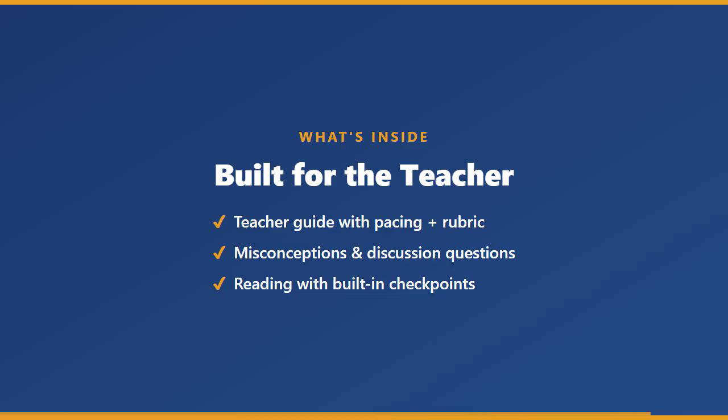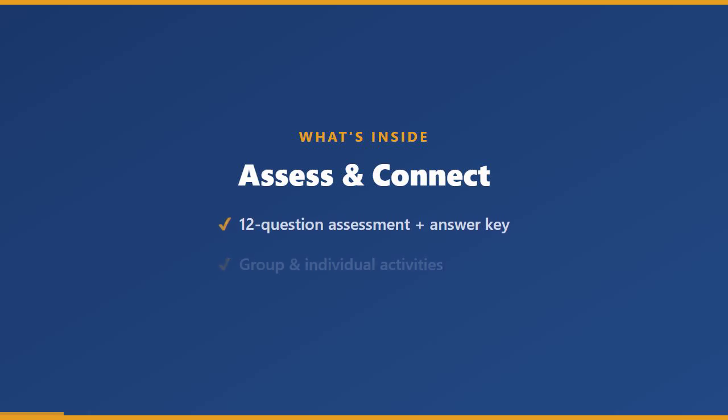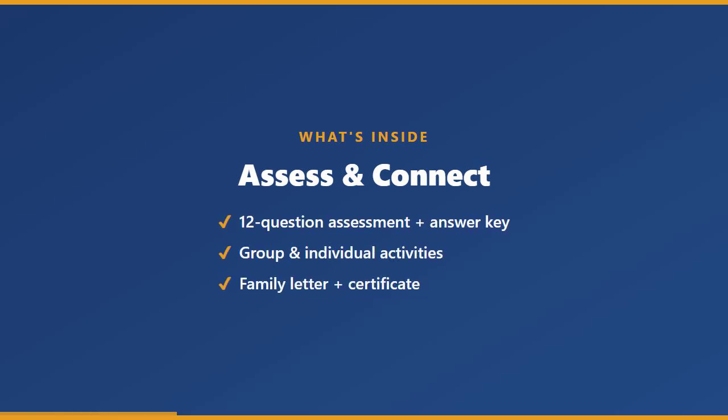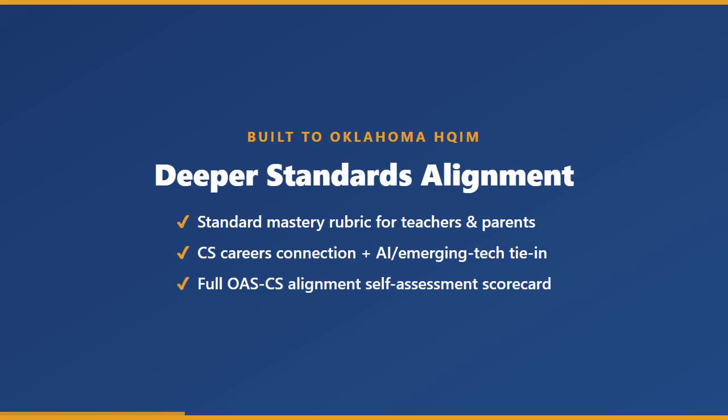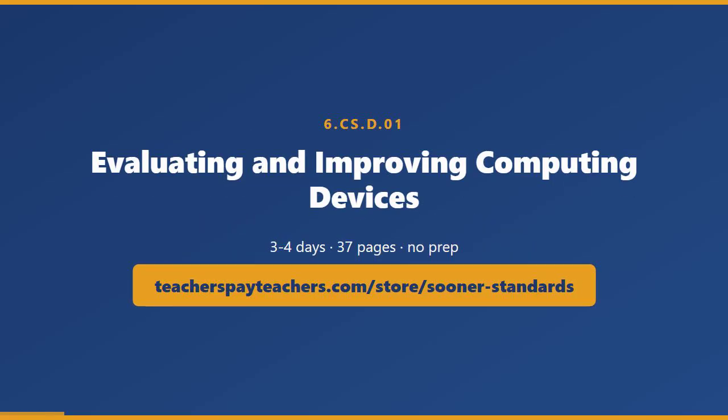built-in comprehension checkpoints. This unit includes a standard mastery rubric for teachers and parents, a visual device evaluation comparison chart, a CS Careers connection, and an AI connection, all built to the Oklahoma HQIM rubric, plus a 12-question assessment with answer key, group and individual activities, vocabulary puzzles, a family letter, and a certificate of achievement. That's 3 to 4 days of no prep, HQIM-aligned instruction across 37 ready-to-print pages.